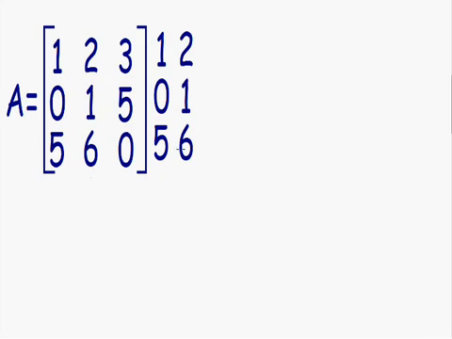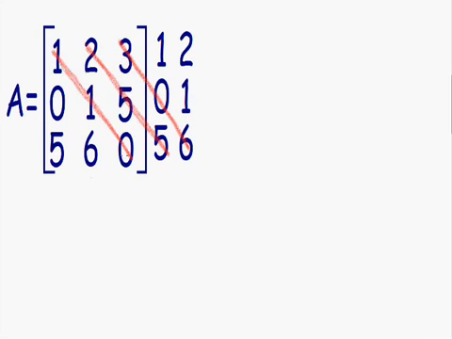Now by copying these two columns, notice how I'm able to create three diagonals. I have one diagonal right here, another diagonal right here, and another diagonal right here. What we need to do is multiply the numbers in all three diagonals. So that's what I'm going to do right now.